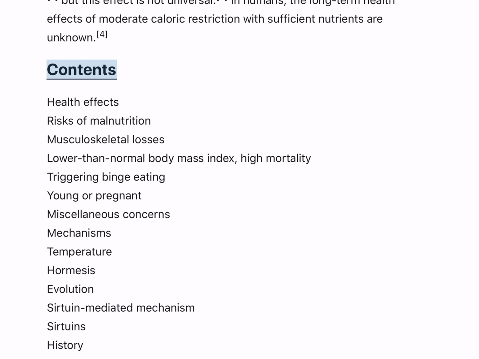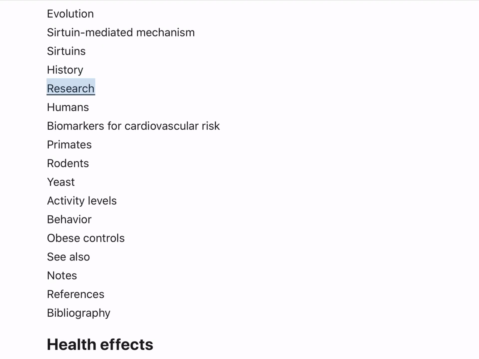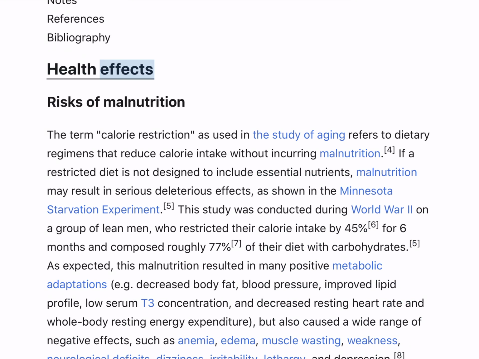4. Contents. Health effects: risks of malnutrition, musculoskeletal losses, lower than normal body mass index, high mortality, triggering binge eating, young or pregnant, miscellaneous concerns, mechanisms, temperature, hormesis, evolution, sirtuin-mediated mechanisms, sirtuin's history, research, humans, biomarkers for cardiovascular risk, primates, rodents, yeast, activity levels, behavior, obese controls. See also notes, references, bibliography, health effects.